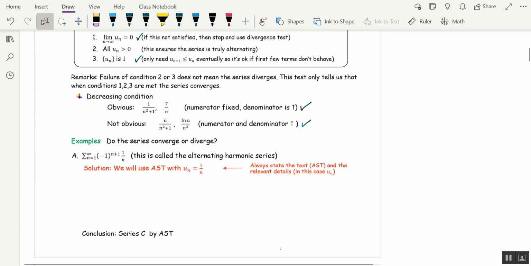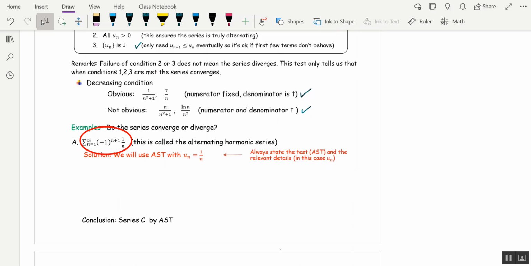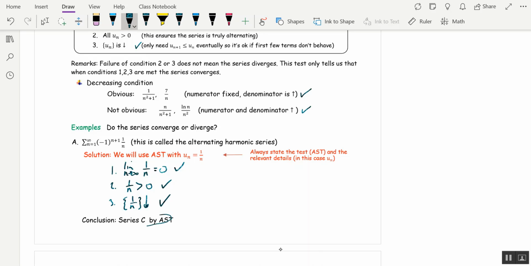So let's just jump right into the first example, which is called the alternating harmonic series, because it's the harmonic series that alternates. We're going to use the AST, alternating series test, with our u_n equal to the sequence 1 over n. And you always want to state what u_n is when you're using the alternating series test. So this is just going to be a series of check marks. Condition 1, limit as n goes to infinity of my u_n, 1 over n, equals 0. Check. Nothing to show. 2, 1 over n is positive. Check. That's true for all n. Remember, n's 1, 2, 3, 4. n's a positive number. And then 3, the sequence 1 over n is decreasing. No justification necessary. Check. The conclusion is the series converges by the AST.